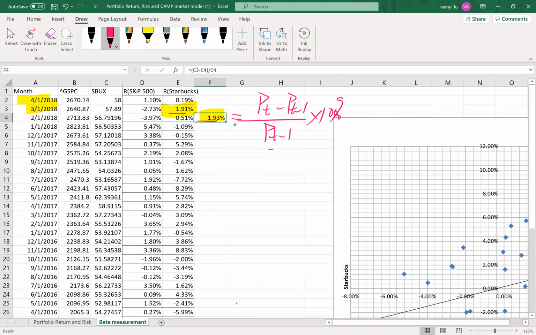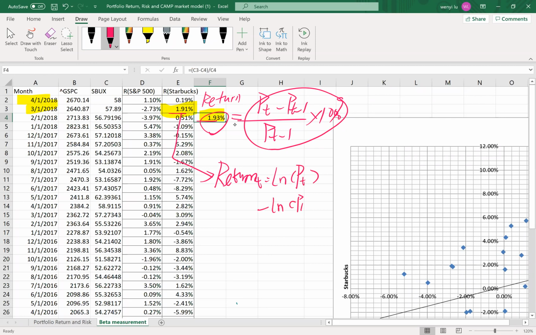I use the price change over the price at the beginning. That's the return we just did for this one. But for this other one, how did I derive it? For this one, I use a more popular way in the industry. In the industry, return is measured using ln Pt minus ln Pt minus 1. ln means the natural log. So in our industry, we prefer to use this way to measure return.